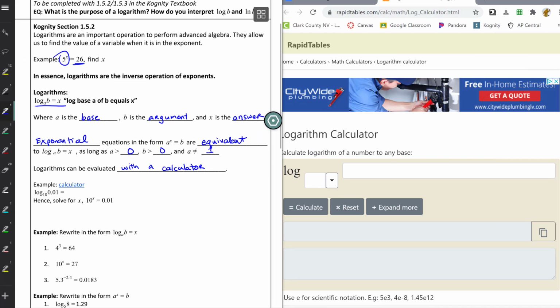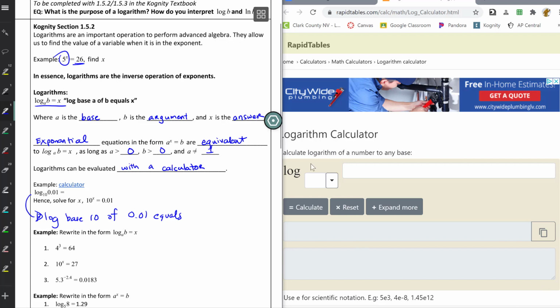Alright, so if you follow the link, you'll find a logarithm calculator that you can use. Now, pretty much any scientific calculator is going to have this. If you have a graphing calculator, you may even be able to do more advanced logarithms too. But let's go ahead and take a look at this example. Log base 10 of 0.01. We read that as log base 10 of 0.01 equals what? Well, let's use our calculator to do that.